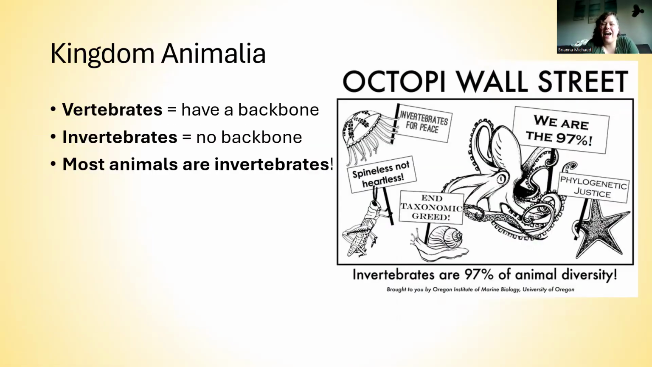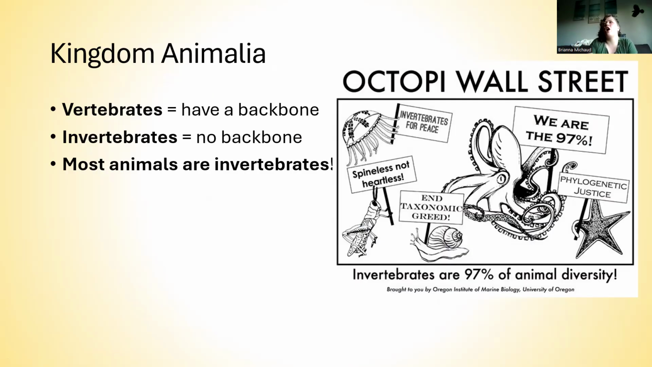So, kingdom Animalia. This, of course, is the animals. You can split them into two big groups, vertebrates and invertebrates. However, this is a very anthropocentric or vertebrate-centric way of thinking about animals, because vertebrates are just one small group of animals. The vast majority of animals are not vertebrates.